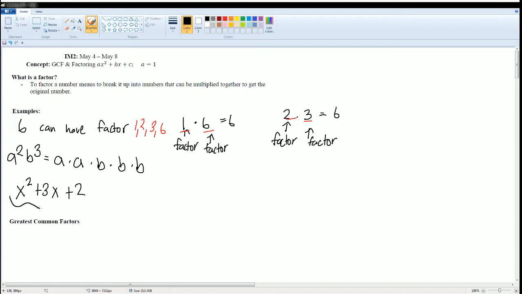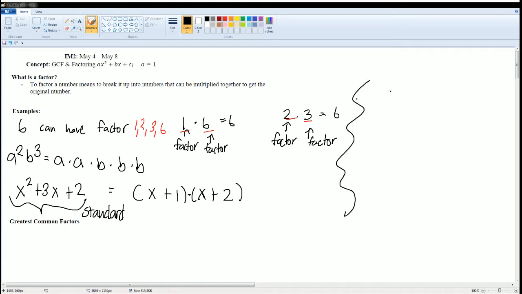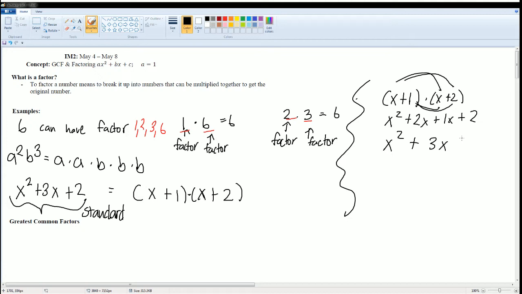We call this standard form, you should remember this from earlier. And how did we get to standard form? We multiplied x plus a number by x plus another number, and we multiplied these two together by FOILing and got the standard form. Let me show you on the side. You had x plus 1 times x plus 2, correct? If you FOIL, it becomes x squared plus 2x plus 1x plus 2. So x squared plus 3x plus 2.